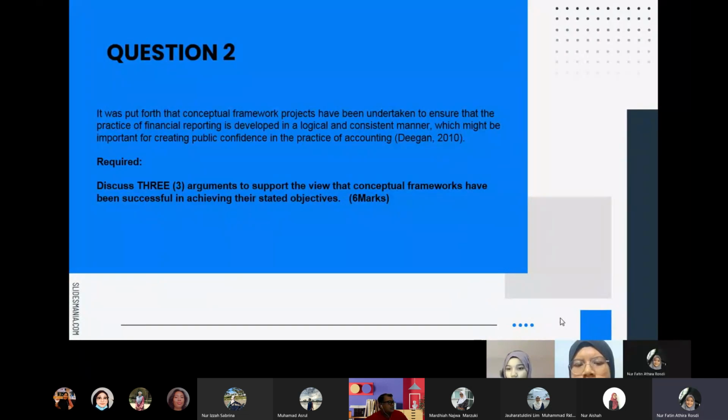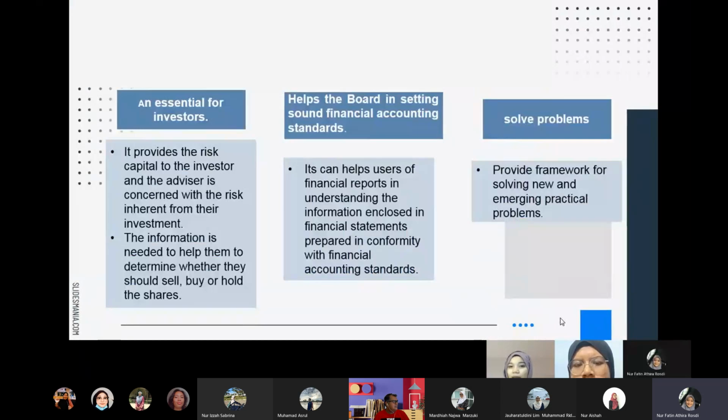Okay, we have three answers. The first one is that it is essential for investors. It is because it provides risk capital to the investor, and the advisor is concerned with the risk inherent in their investment. The information is also needed to help them determine whether they should sell, buy, or hold the share. Information which enables assessment of the ability of the enterprise to pay dividends is of interest to the shareholders.